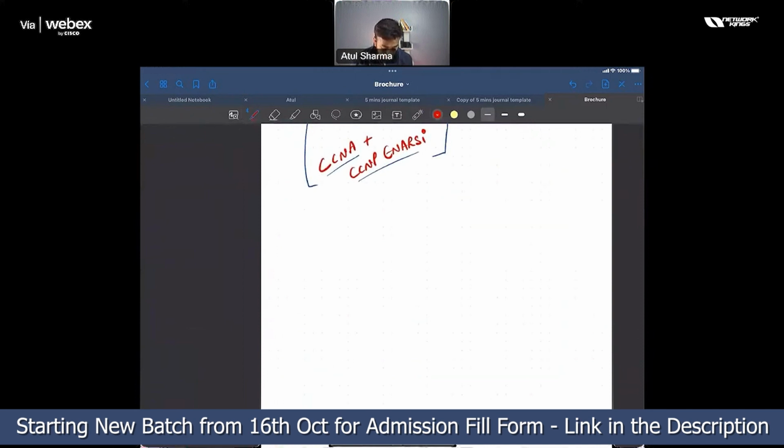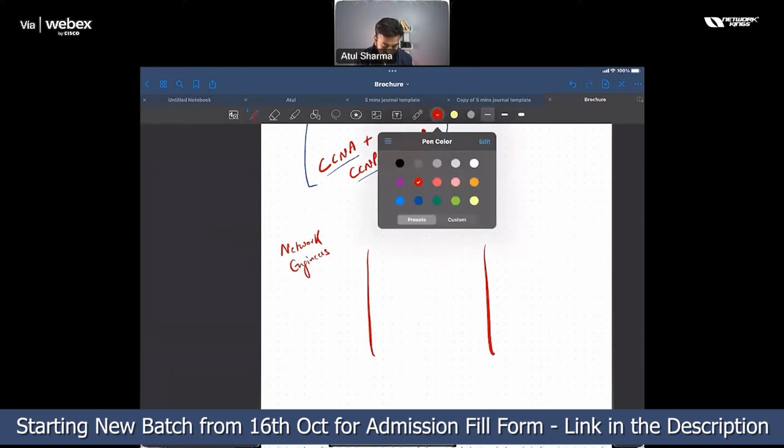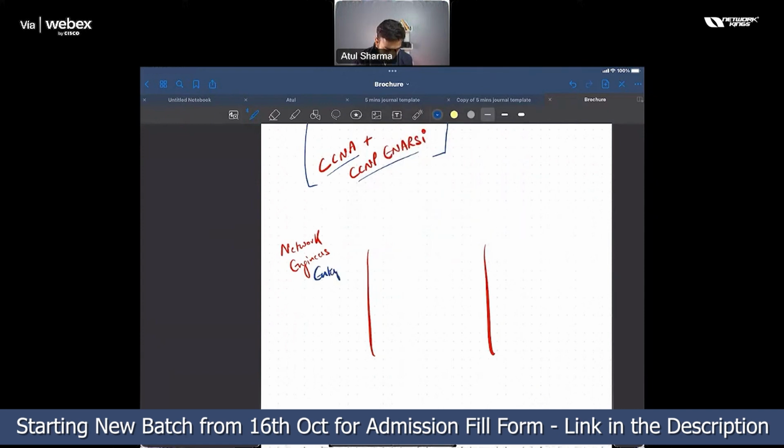there are 3 types of engineers in the market. The first level are called network engineers, and these guys work in the enterprise, meaning they work for their own companies. Suppose you join a company, maybe like Nestle, or maybe Pepsi, or maybe Infosys.